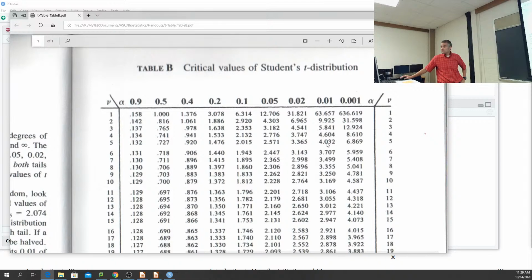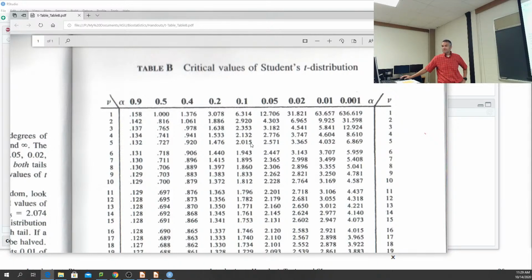4.032. There it is. So 99% corresponds to 1% in our tails. We just read right down the column to get to that degrees of freedom. And then we did a 90%, that's 10% in the tails, and we get 2.015. All right?